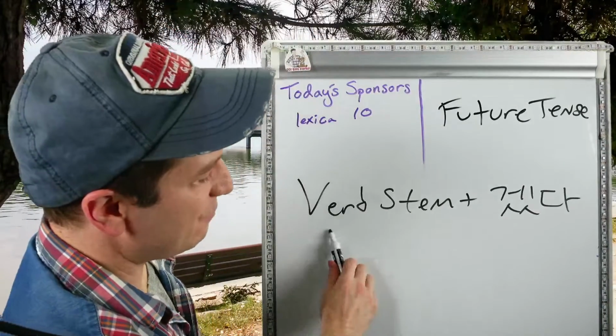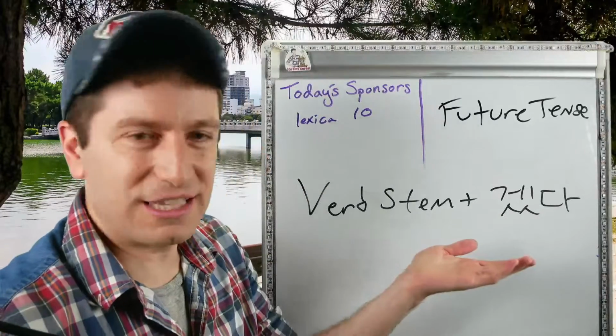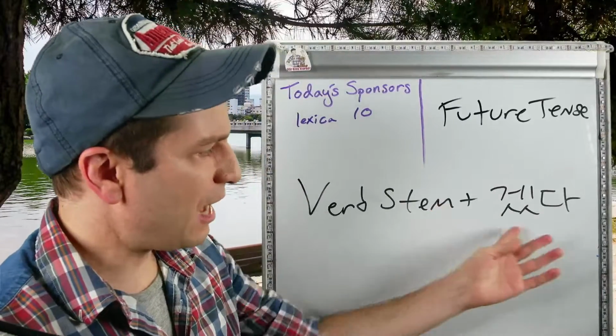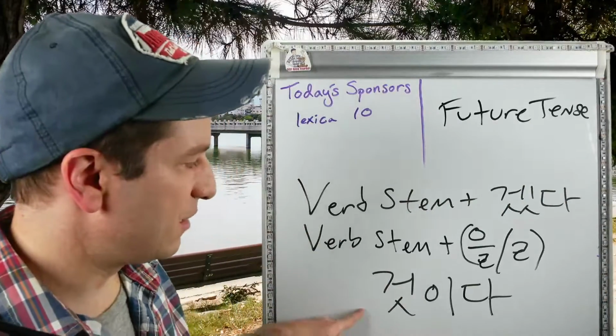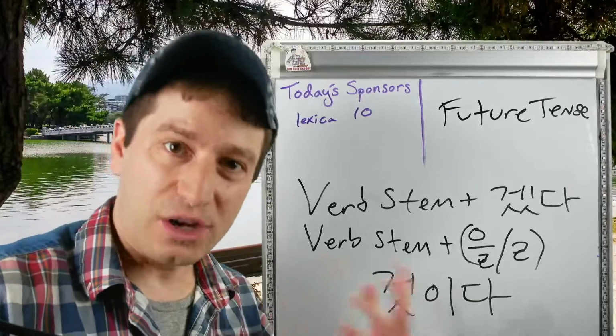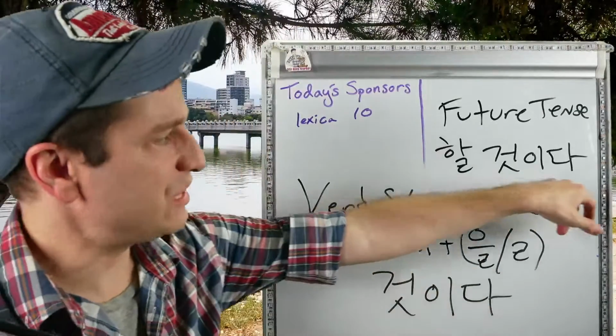For the future tense, you have two options. You can either take a verb stem and attach 겠다, like 하겠어요, 하겠습니다, like that. Well, now you have 하겠다. Or you can use the other future tense form, 것이다. So 할 거야, 갈 거야, 할 거예요. 하다 would become 할 것이다.